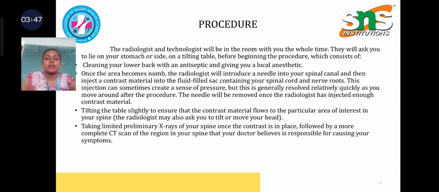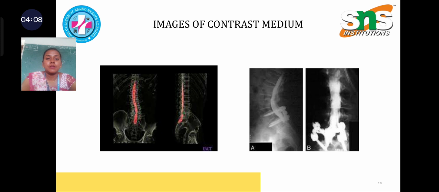Tilting the table slightly to ensure that the contrast material flows to the particular area of interest in your spine. Taking limited preliminary X-rays of your spine once the contrast is placed, followed by a more complete CT scan of the region in your spine that your doctor believes is responsible for causing your symptoms. This is how the images of a contrast medium look like.